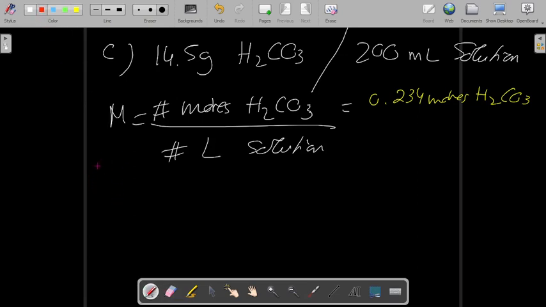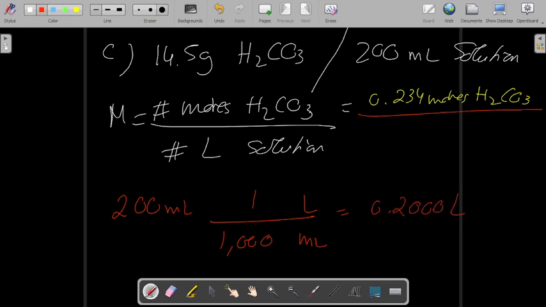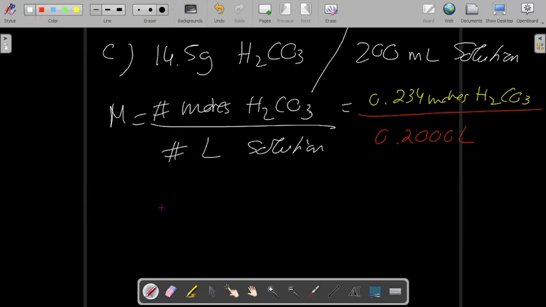And now I'm going to find the liters of the solution. I started with 200 milliliters. I don't need milliliters, I need liters. 1,000 milliliters are in 1 liter. I do the math, and I find out I have 0.2000 liters. I put it at the bottom, 0.2000 liters. And I put it all in my calculator. I calculate that my molarity is 1.17 molarity. I box it and I'm done with C.